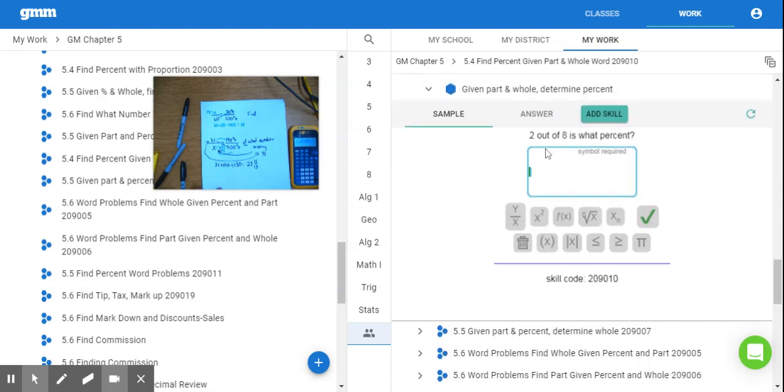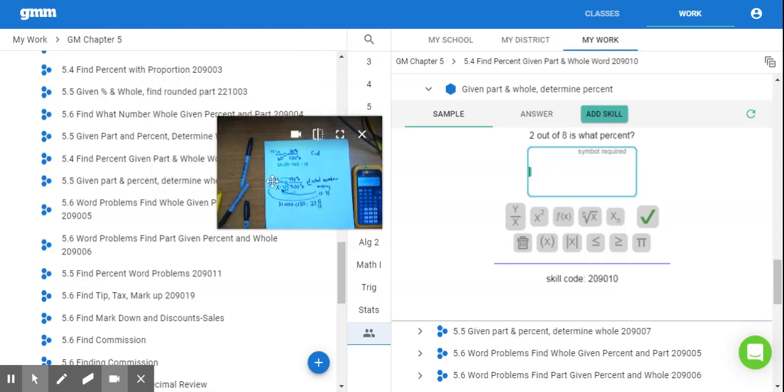So now this third kind, again, remember, we're either missing the is, the of, or the percent. This one says 2 out of 8. And if you recall before, you start with line equals line. 100% goes right there. And it says 2 out of 8. Of is the 8. When it says 2 out of, the 2 is the is.